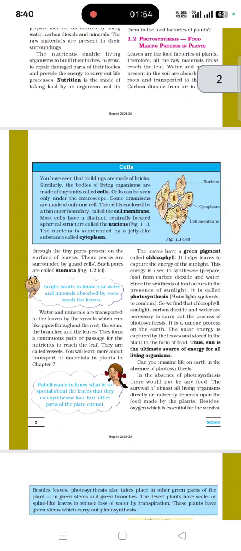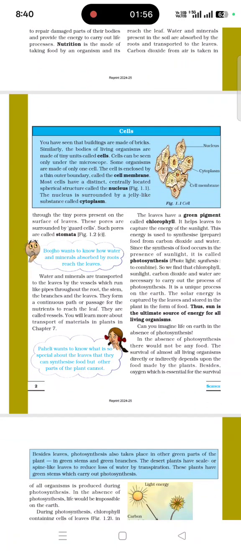Now we'll see what a cell is. As we all know, the cell is the building block, like the bricks of our body. It is the basic structure and fundamental unit of life. It is enclosed within a boundary called the cell membrane, and the command and control center of the cell is the nucleus, known as the brain of the cell. It is a centrally located spherical structure. The nucleus is surrounded by a jelly-like substance, the cytoplasm.